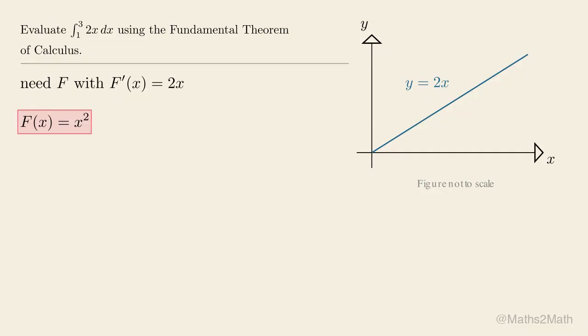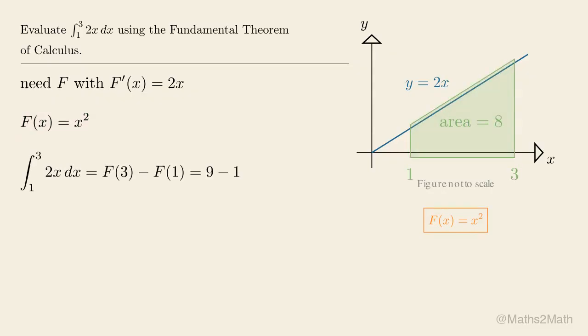The whole answer now comes from this one function. Finish minus start. F at 3 is 9, F at 1 is 1. The shaded area is 9 minus 1. 8, and here is the satisfying check. This region is a trapezium, and geometry gives its area as 8 too. The theorem agrees with the picture.